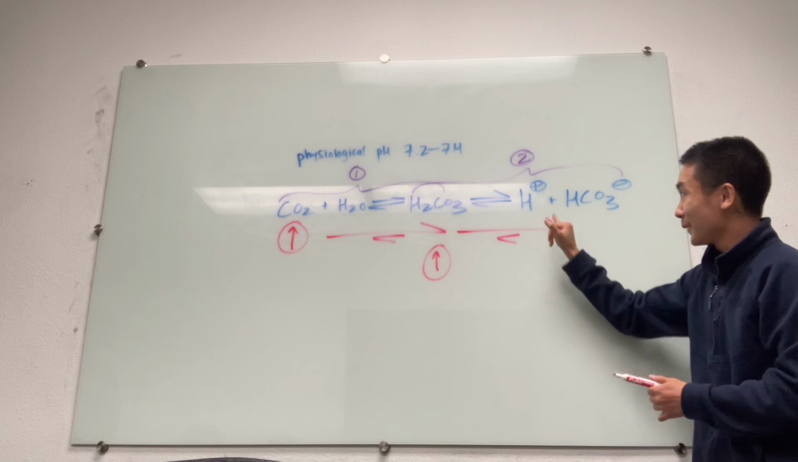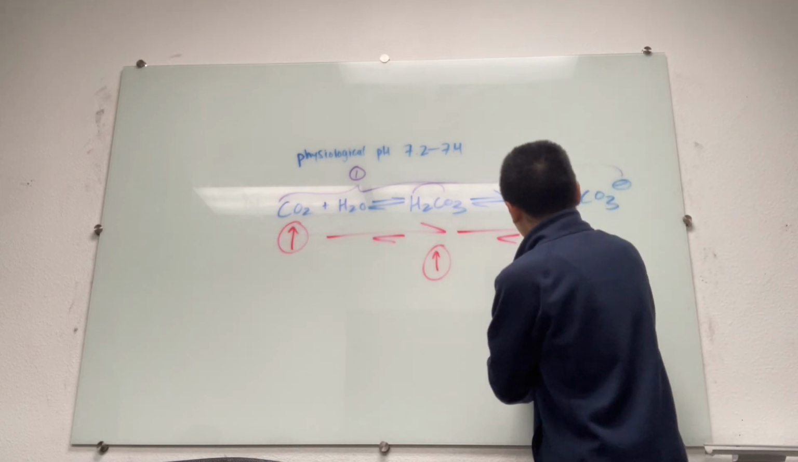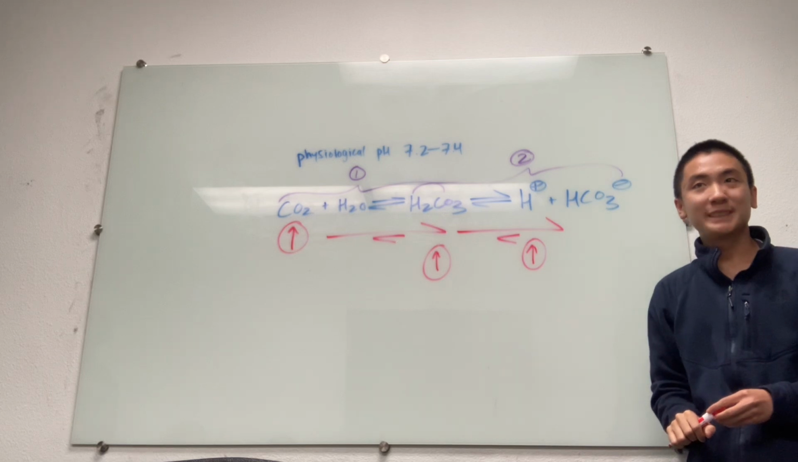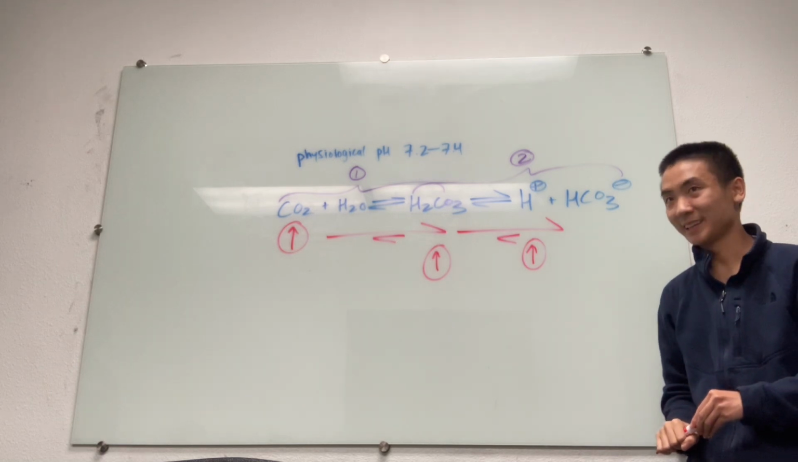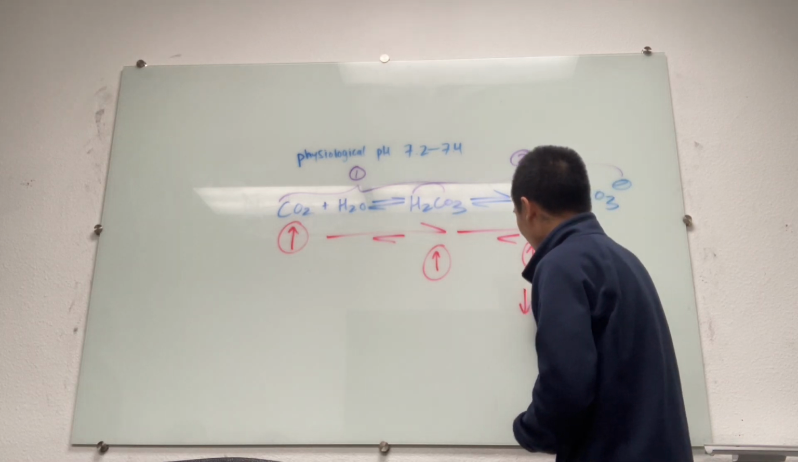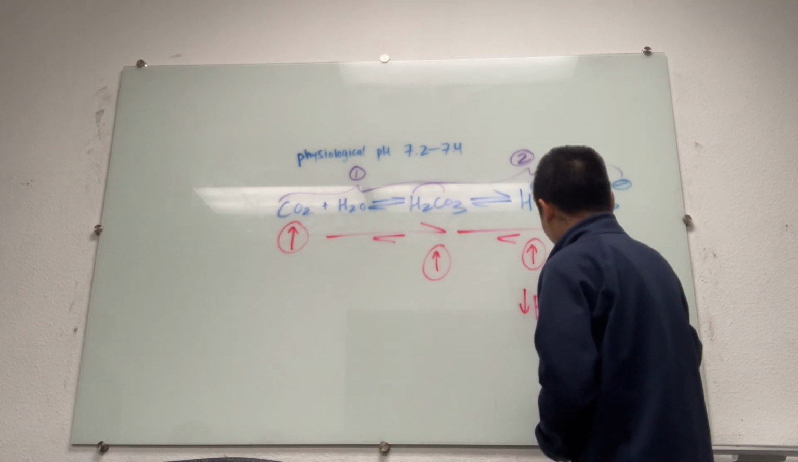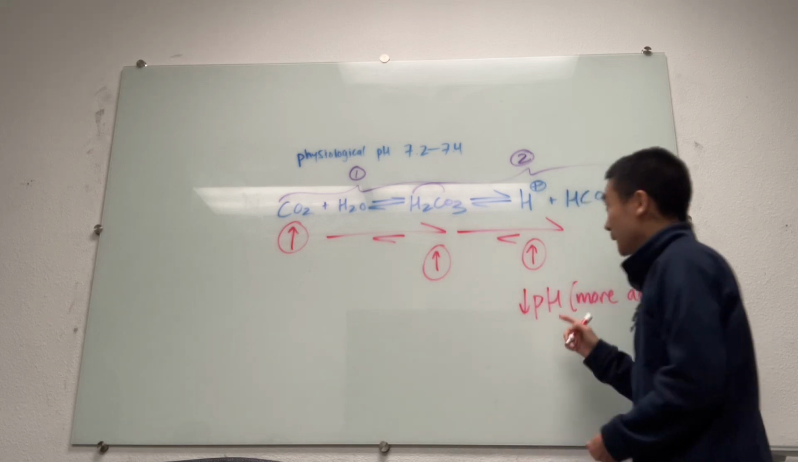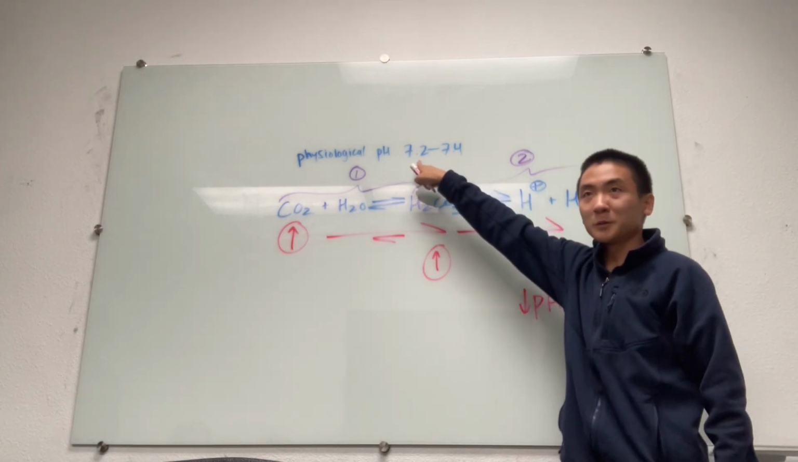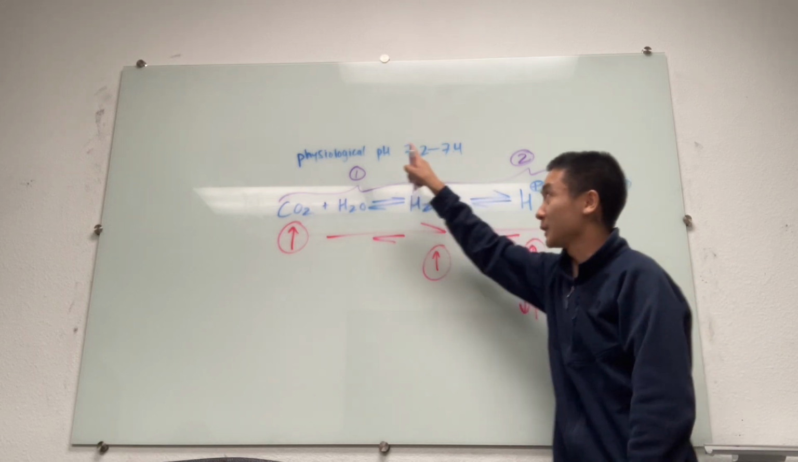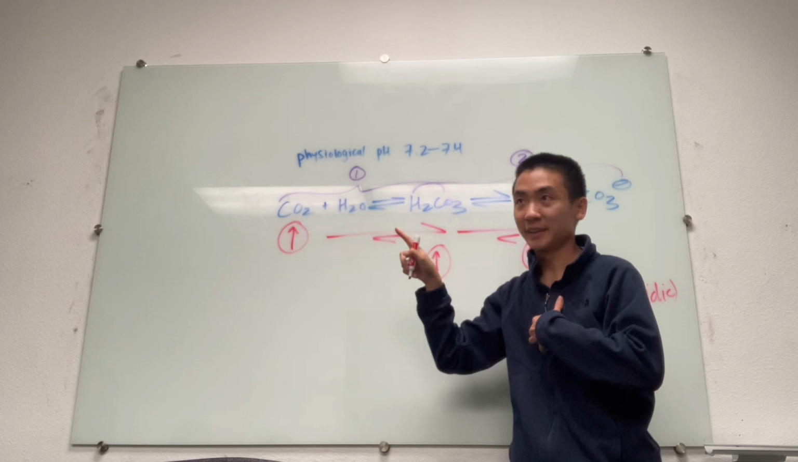So if we are increasing proton source in the body, would that increase or decrease the pH of the body? Decrease. Decrease the pH of the body, right? Because it's becoming more acidic. Right, more acidic. And if it becomes more acidic, it's going to go lower than 7.2 to 7.4, which is the optimal pH we want in our body, right?